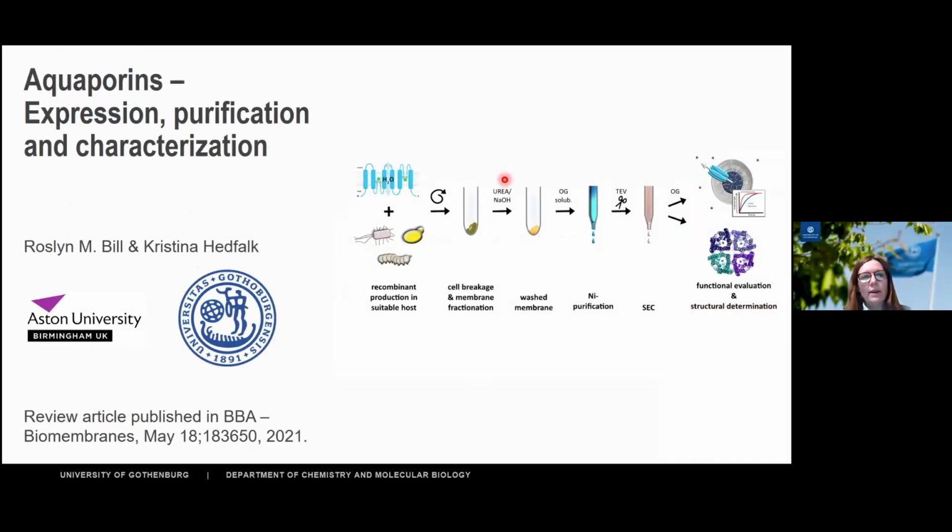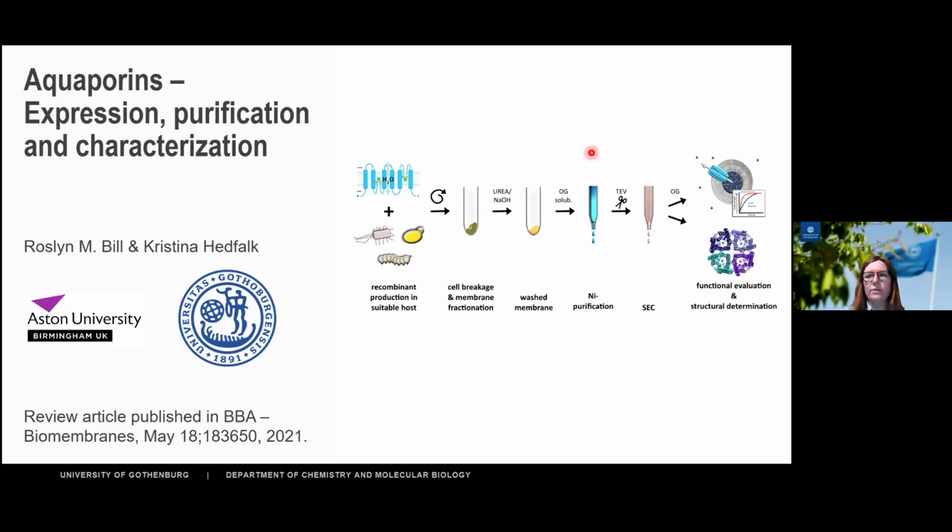What I will do is summarize a review article that I wrote together with Roslyn Bill, which was very recently published, in fact last week, in BBA Biomembranes. The whole idea that Ross and I had was to look into the high resolution structures, exactly as Ross just described. These are good indicators of successful protein production.